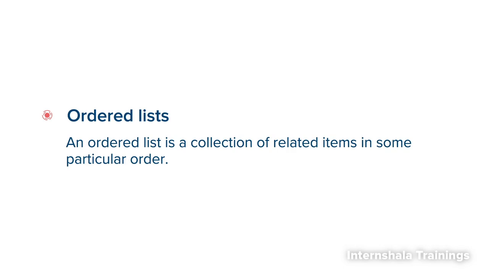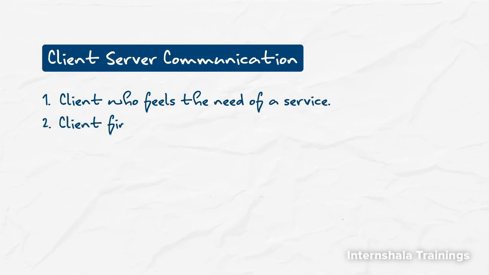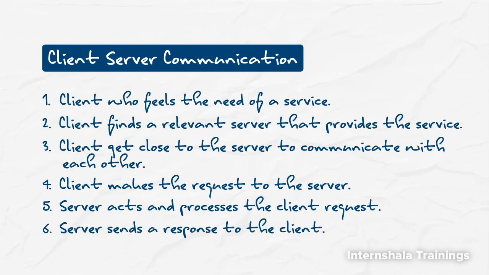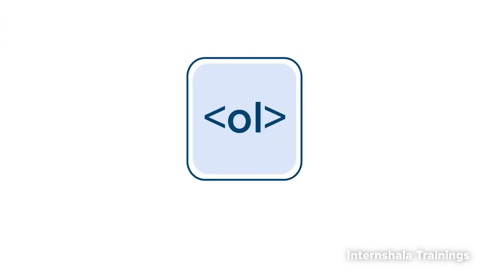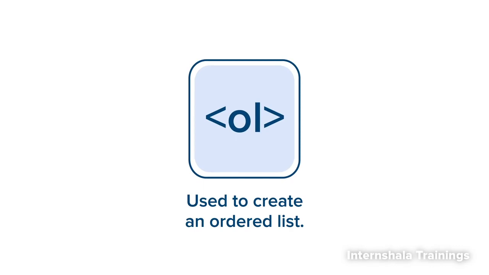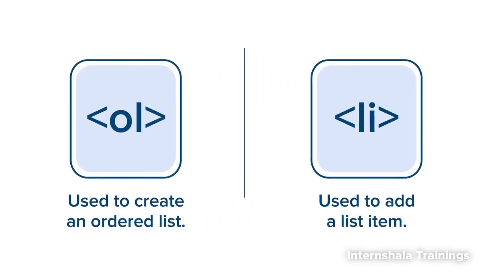Lists are of two types. One is ordered lists and the other is unordered lists. Let us start with the ordered lists. An ordered list is a collection of related items in some particular order. For instance, the example which we used earlier in this video is of an ordered list, as we have used numbers to define a particular sequence. To create an ordered list, we use the OL tag, wherein each list item then starts with the LI tag.